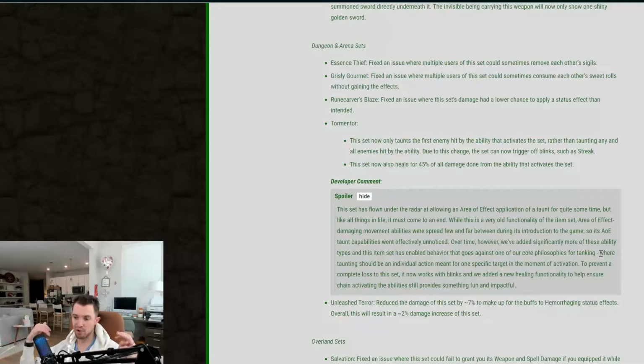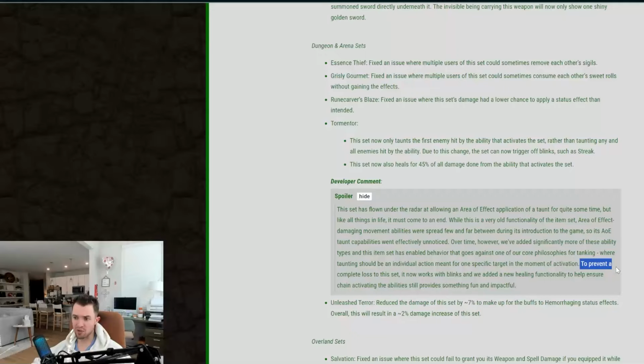And Tormentor kind of bridged that gap for a lot of people until they understood the dungeon and the whole process of tanking. But this is still completely mind-boggling. To prevent a complete loss to this set, it now works with blinks, and we added a new healing functionality to help ensure chain activating the abilities still provides something fun and impactful.